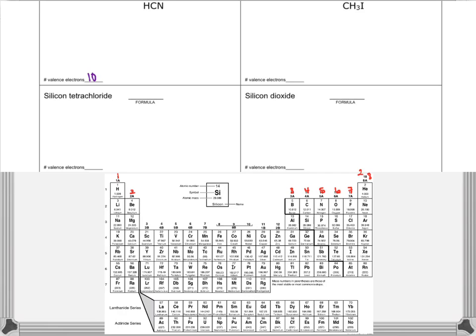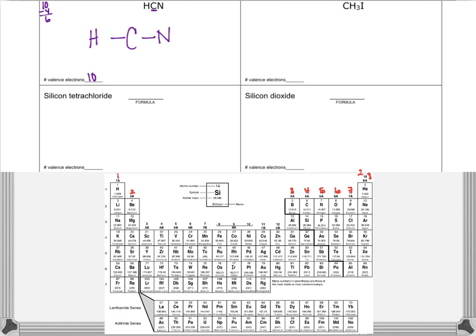In this case, we look at the central atom. It cannot be hydrogen, so in this case, it would have to be carbon. Okay, so we have carbon. We're going to connect them all. Here we go. By connecting these, I've used up 4 valence electrons. So I have 10 minus 4 equals 6.